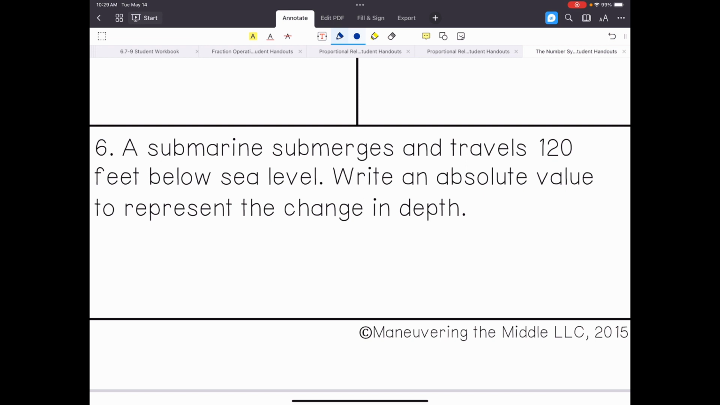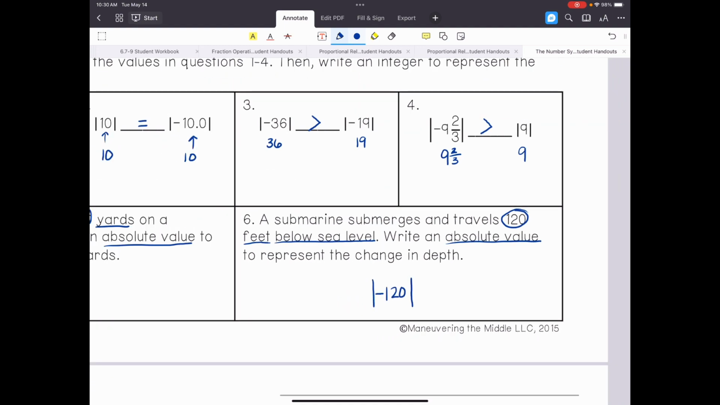For number 6, a submarine submerges and travels 120 feet below sea level. So 120 feet below sea level is important because that gives us context. It says write an absolute value to represent the change in depth. So again, our absolute value is the 2 bars on the side. And then in this case, again, below sea level gives us our negative, and then 120 feet is our number. So when we talk about these situations, we can say that the change in depth of the water was 120 feet. We went down 120 feet, so the change was 120 feet below the surface. And so that can also be referred to as a distance.